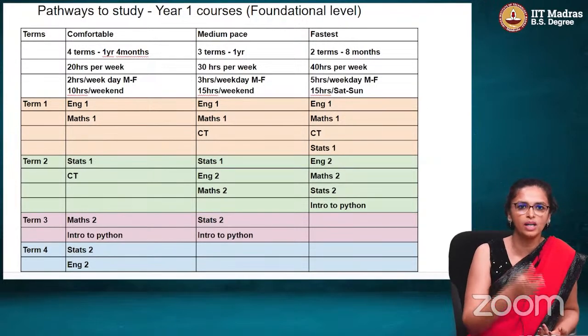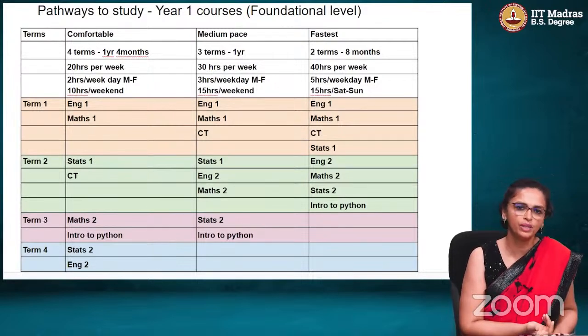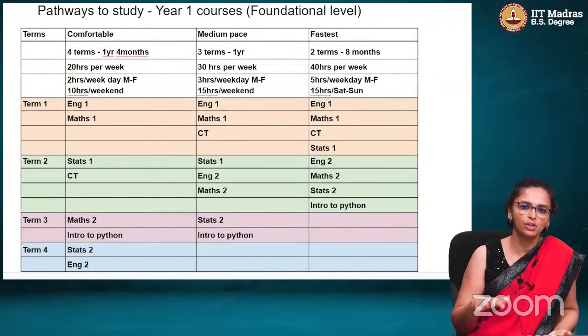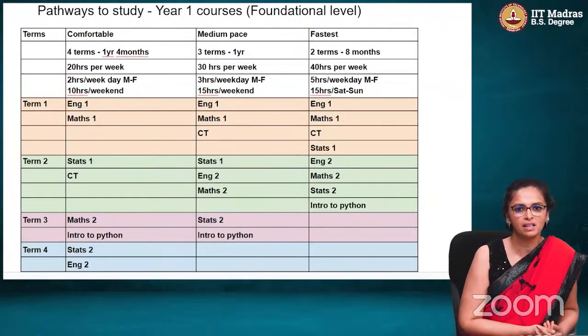And the last one, the column 1 that we are given, a comfortable pathway, is typically where you take 4 terms to complete the foundation level, you do only 2 courses per term, and this is what we would say a comfortable pathway or an easy way to complete the 8 courses of the foundation level. So basically you start off with English 1, Maths 1 in term 1, then you do Stats 1 and CT in term 2, you do Maths 2 and Intro to Python in term 3 and Stats 2 and English 2 in term 4.